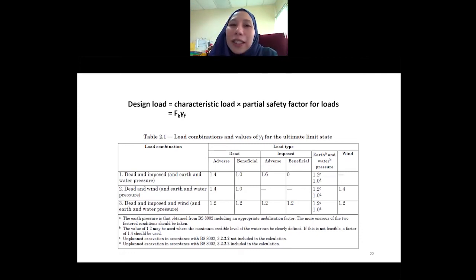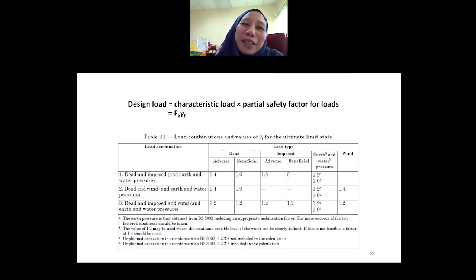Okay, so first, tadi I dah cakap kita kena kira dead load dulu. Saya type je lah. Okay, merajuk lah pula dia. Fakrul Adli, jangan merajuk. Alright, so bila you kira design load.